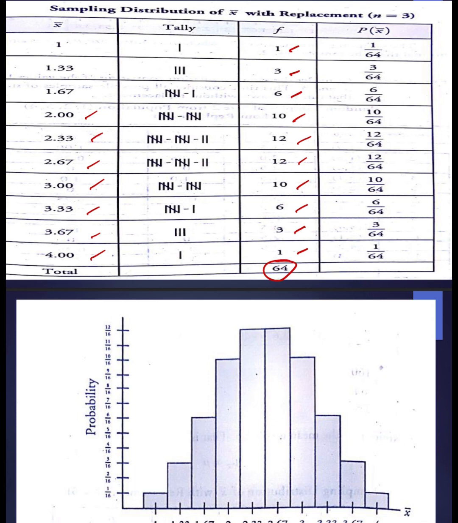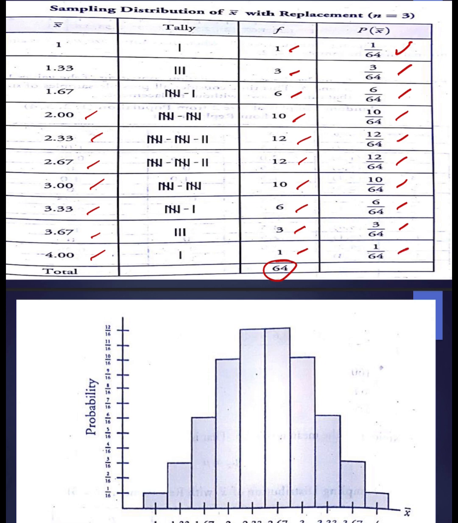The probability is 1 over 64 for a frequency of 1. For a frequency of 3, that is 3 over 64. For a frequency of 6, that is 6 over 64. For a frequency of 10, that is 10 over 64. A frequency of 12 is 12 over 64. A frequency of 12 is 12 over 64 also. A frequency of 10 is 10 over 64. A frequency of 6 is 6 over 64. A frequency of 3 is 3 over 64. And a frequency of 1 is 1 over 64.